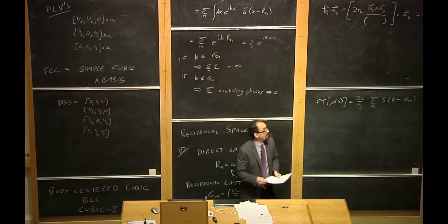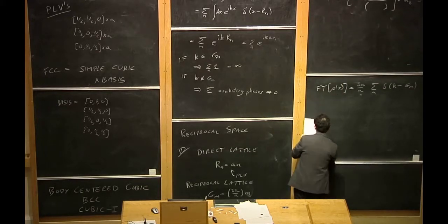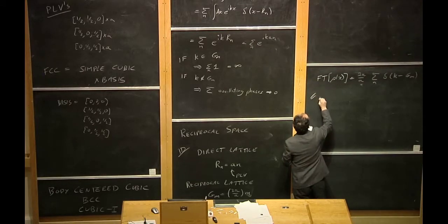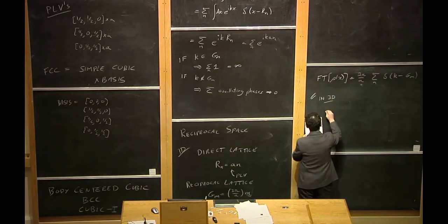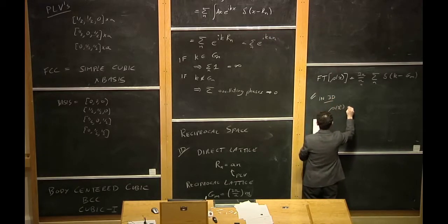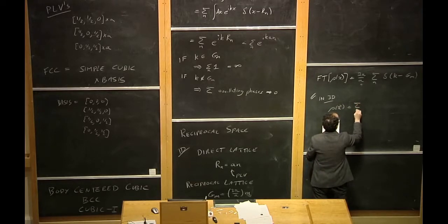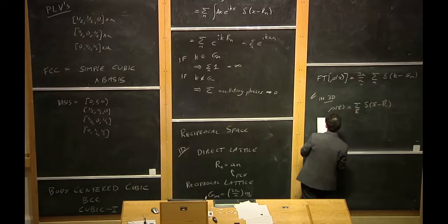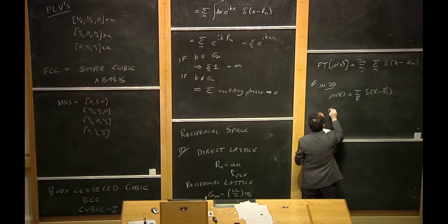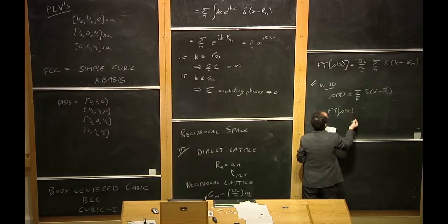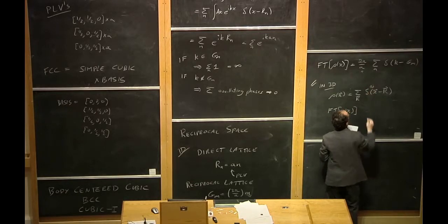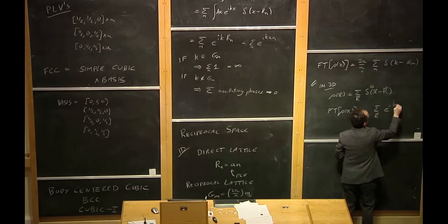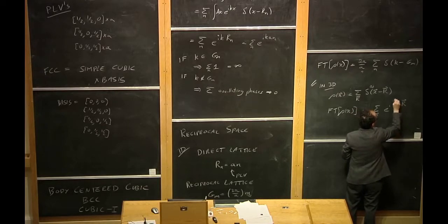Okay? Now, the same thing more or less holds in 3 dimensions. So let's see if we can do this in 3D. In 3D, we'll write rho of x vector equals sum over lattice points r of a delta function x minus r. Again, if you Fourier transform it, you let the delta function act, and it's now a 3-dimensional delta function, delta 3. This becomes sum over lattice vectors r of e to the i k dot r.